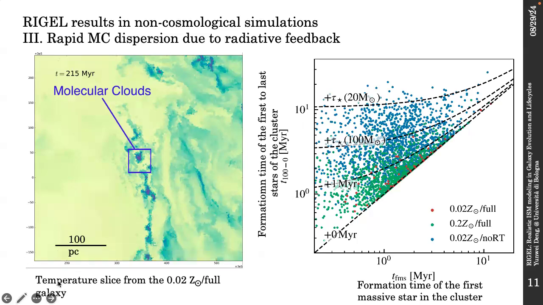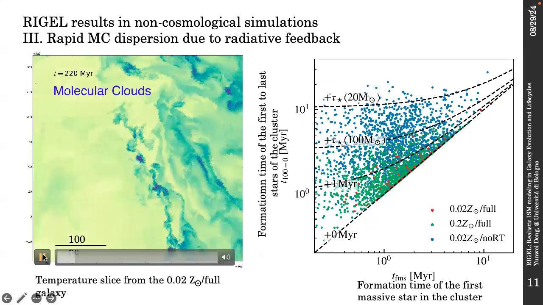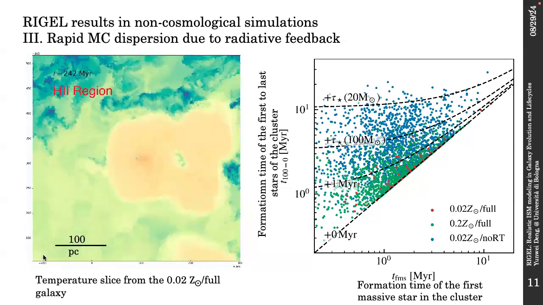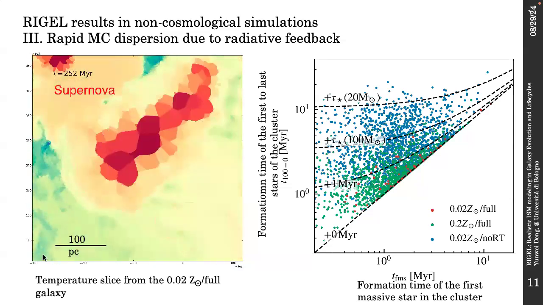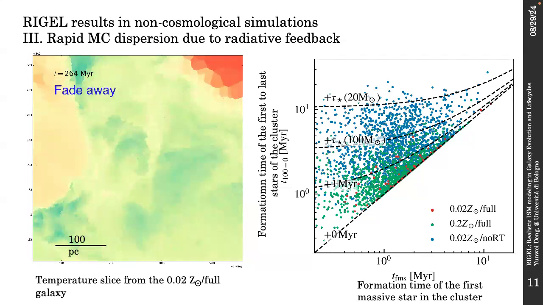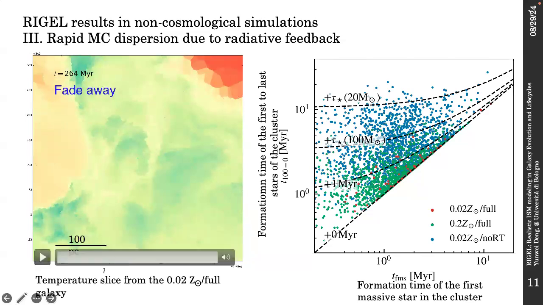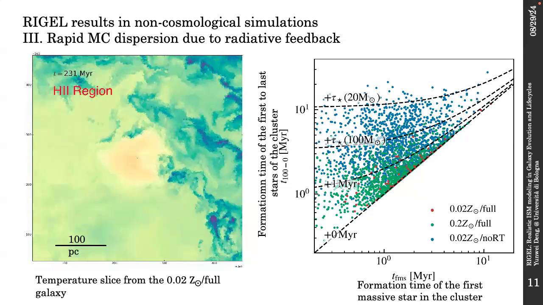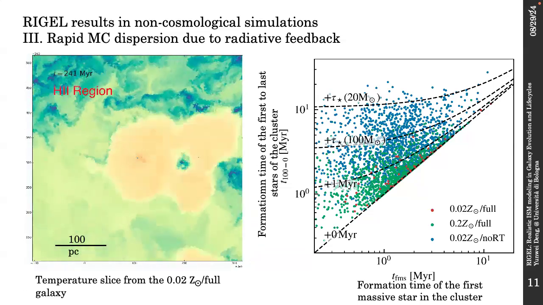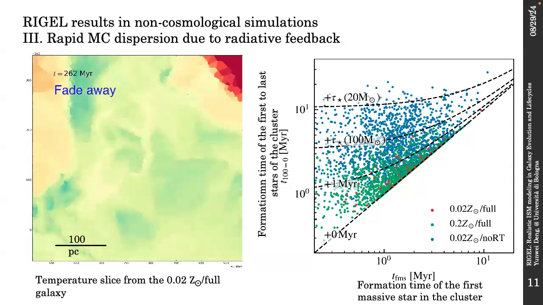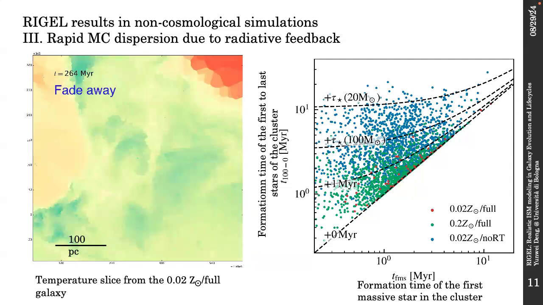And it's a temperature slice. Let's play it. As time goes on, a massive star forms there and provides the H2 region feedback. The supernova comes very late, and the molecular cloud has already been disrupted before the supernova explosion. So supernova has nothing to do with the molecular cloud disruption; the H2 region feedback, the radiative feedback, does all the things. So this phenomenon is not unique in my simulation.